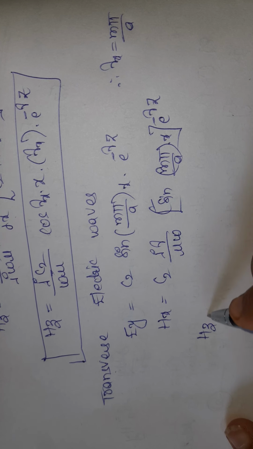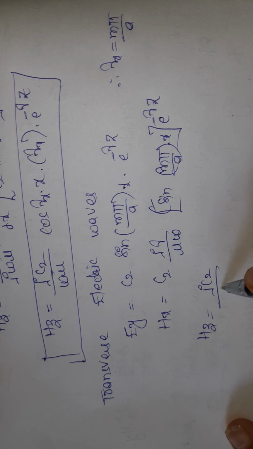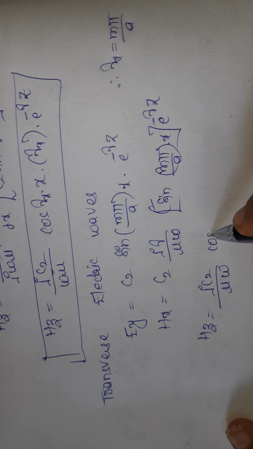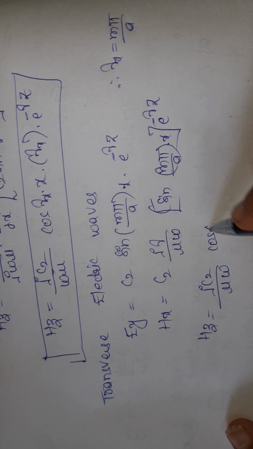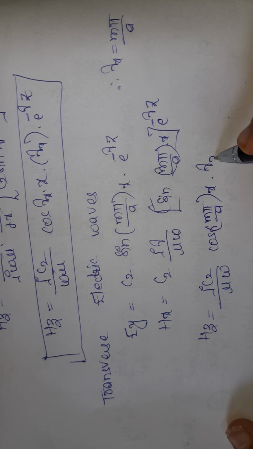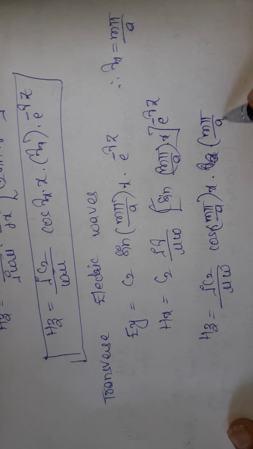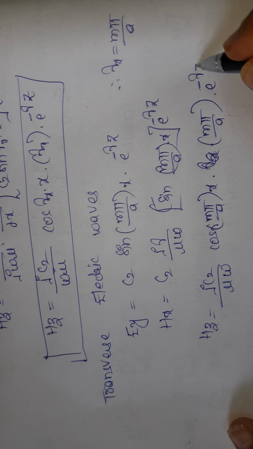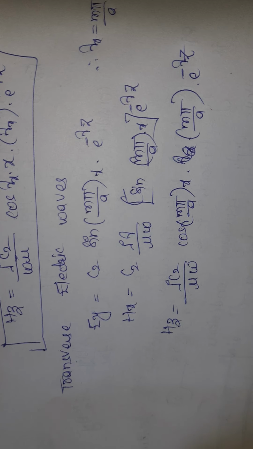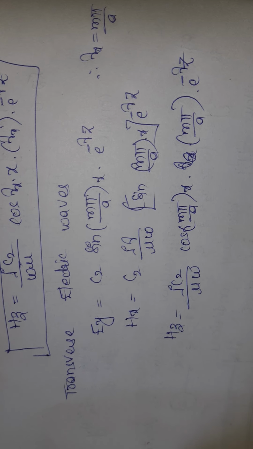Next, Hz is equal to j C2 by mu omega cos m pi by a x into gamma x, where gamma x is again m pi by a, into e power minus gamma z. So these are the transverse electric wave equations.